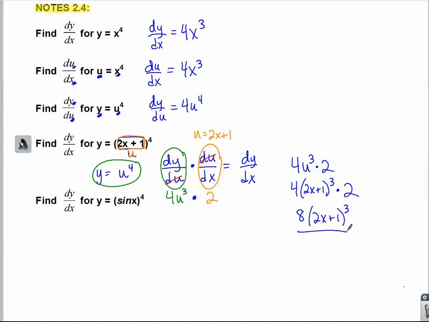So to summarize, we took the derivative of the outside: take the 4, multiply it out in the front, and reduce 1 from the exponent. Then the inside took its derivative, times 2. Then we simplified. This is called the chain rule.